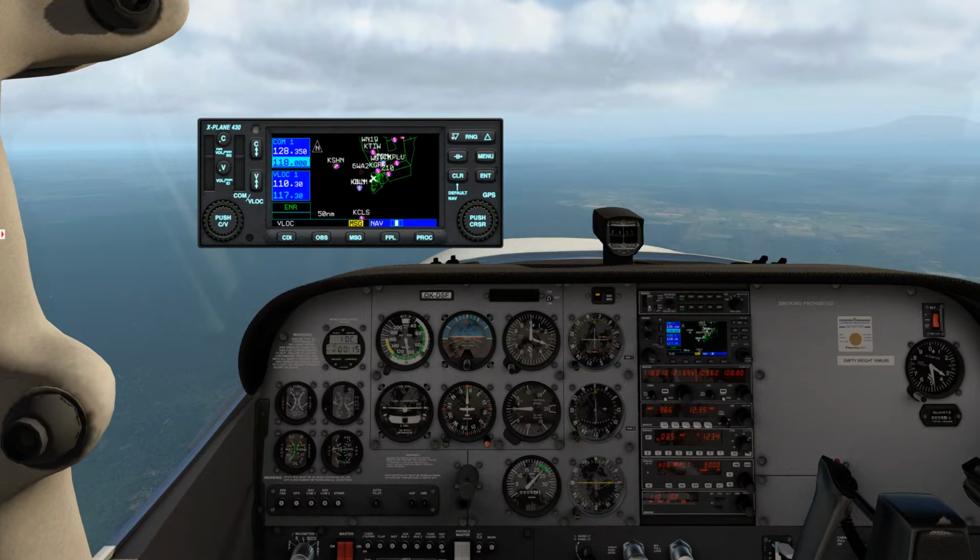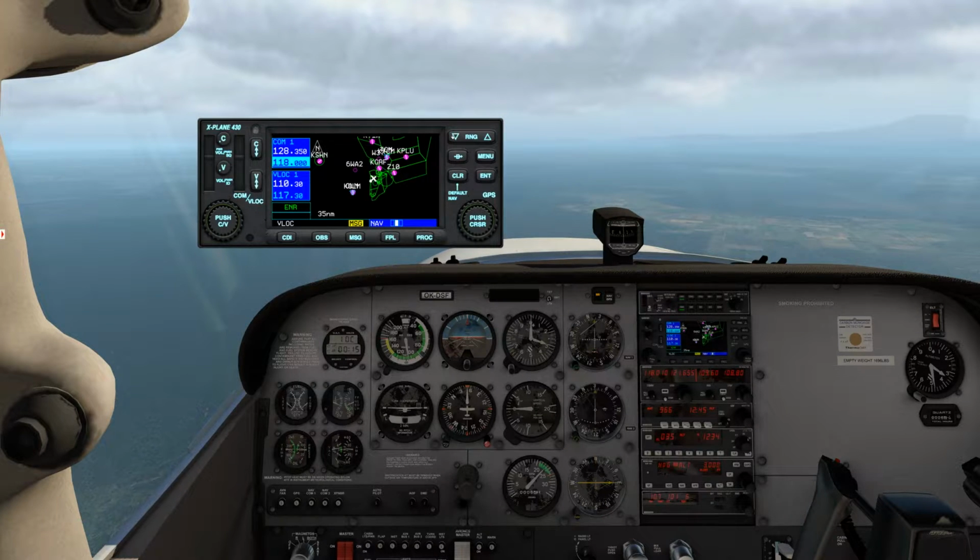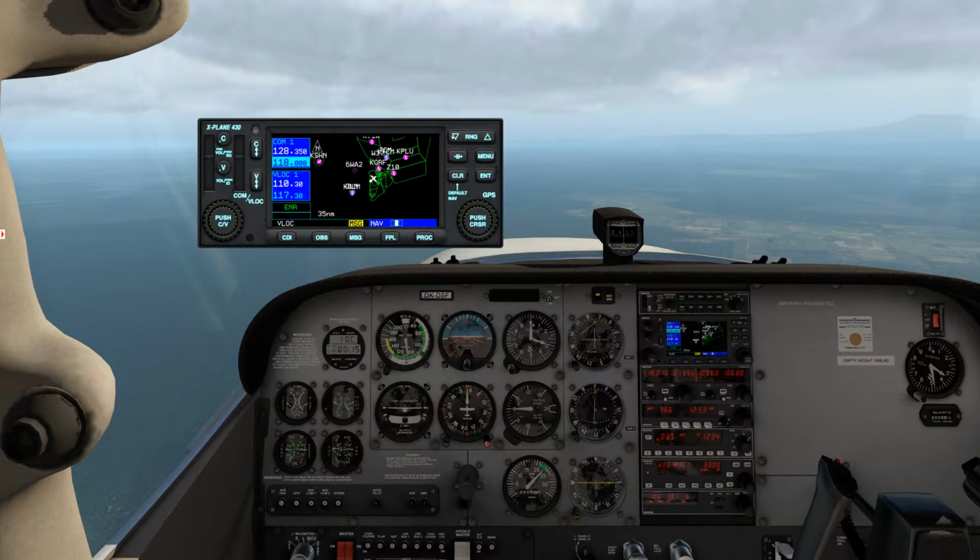So I'm probably about 20 nautical miles away, maybe a little bit further. Most places you're going to be able to pick them up about 12 nautical miles away. Some can go up to 20, 25, but most are going to be relatively close to the airport. So it's important to realize that you may not detect it until you're closer to the airport.